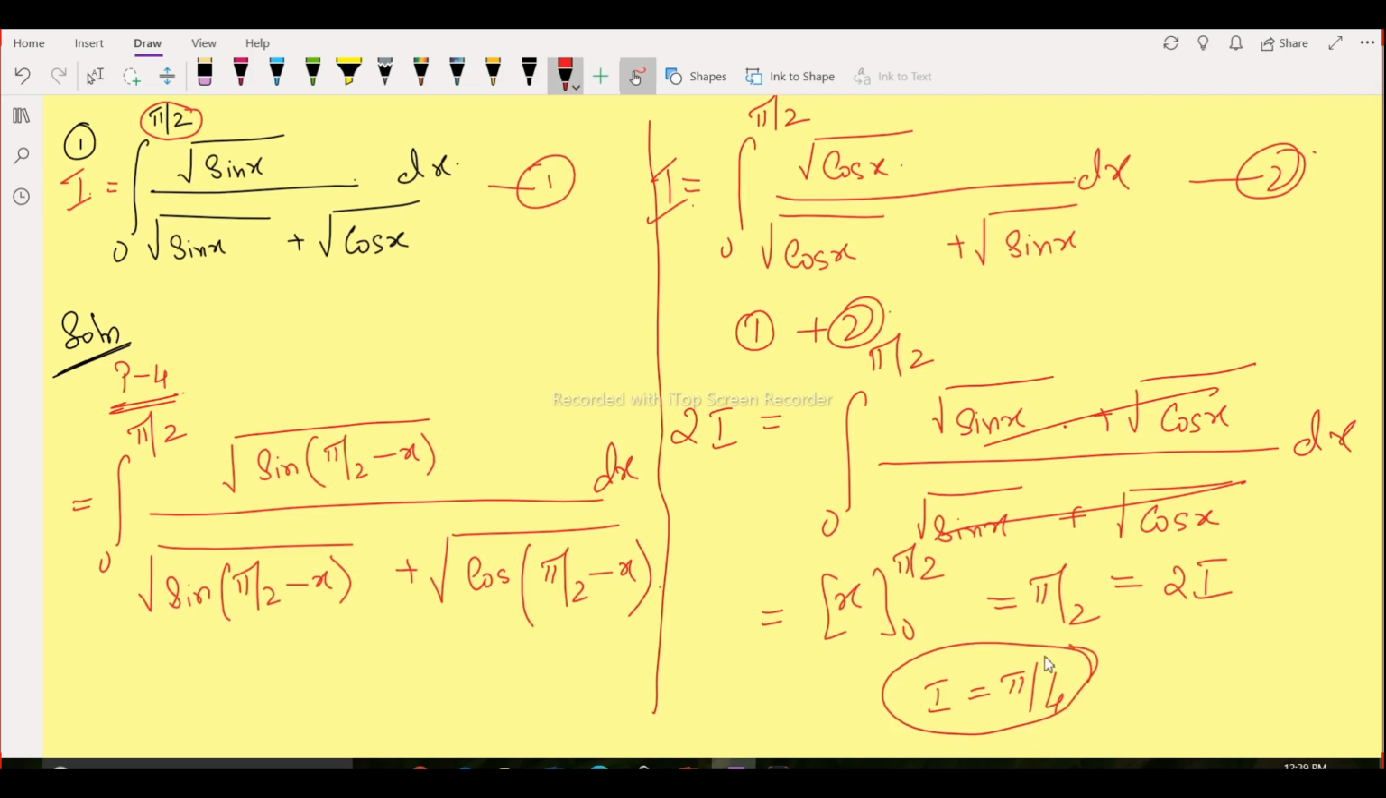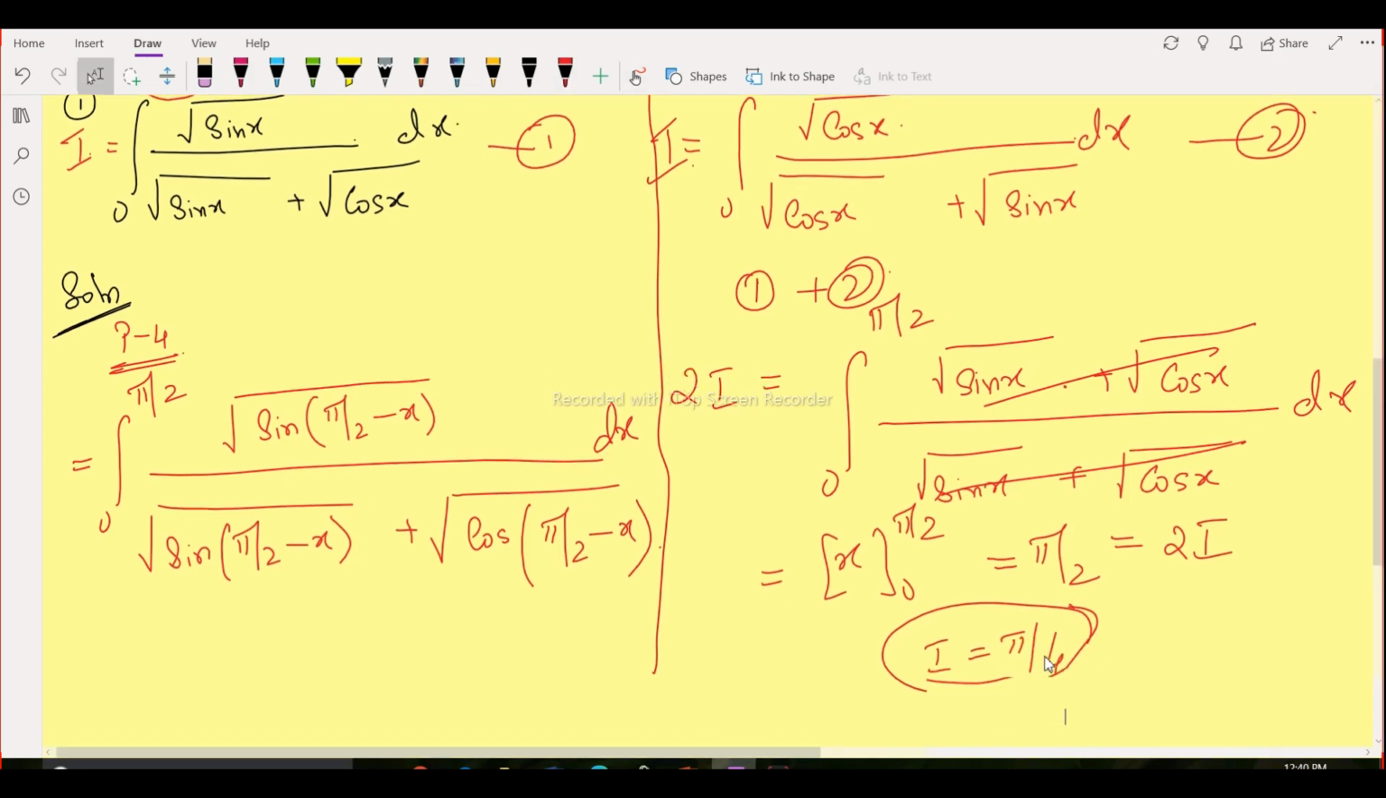So a very simple question, and this sum can come, instead of sine and cos, they could have written cosec and sec, or they could have written tan and cot. The answer would have been the same. Okay, let's try another one.